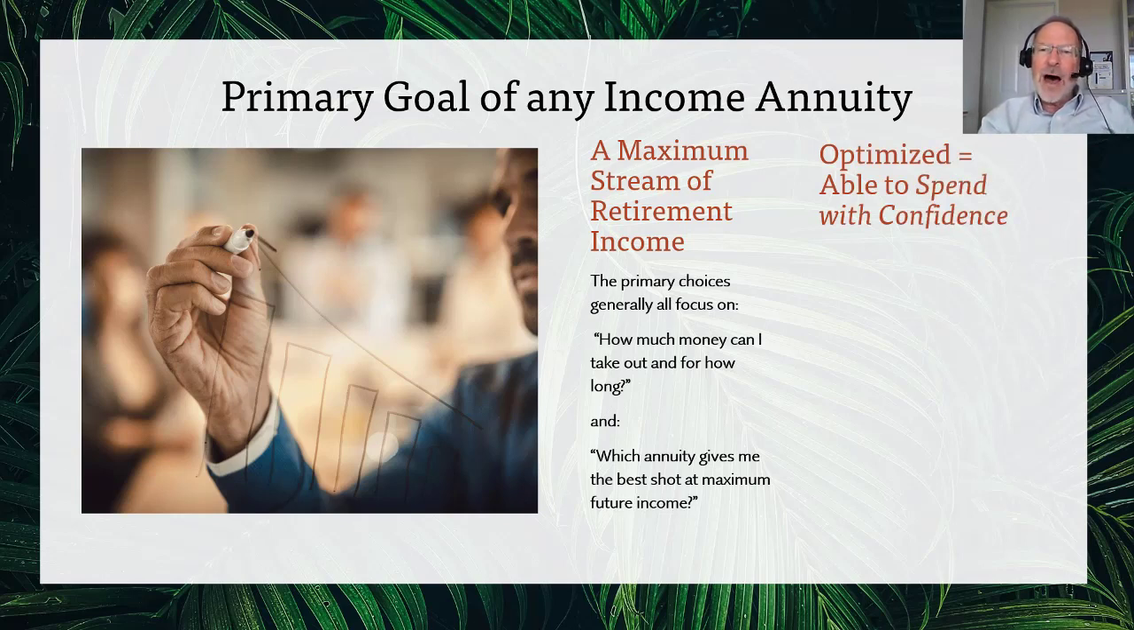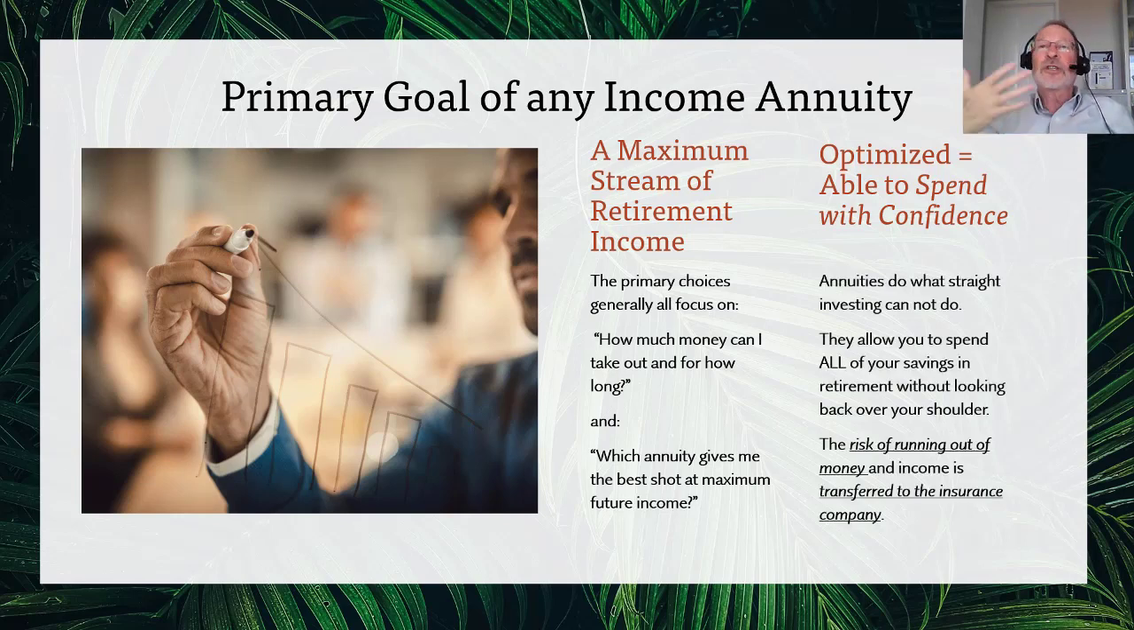These are all going to be optimized to spend with confidence. In other words, you're setting up your ability to spend from this thing and never look back, never have to look over your shoulder. You're just spending with confidence that next month there's going to be another check in the mailbox, and the next month there's going to be another check. Now, annuities do what straight investing cannot do. They allow you to spend all of your savings in retirement without looking back over your shoulder. The risk of running out of money and income is transferred to the insurance company.